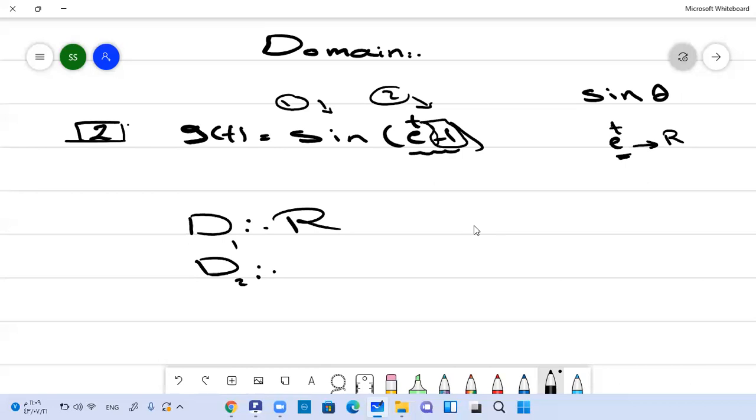Okay, so also the domain in the second part is R. If we have R1 and R2 intersect, R1 intersect with R2, it will be also R.